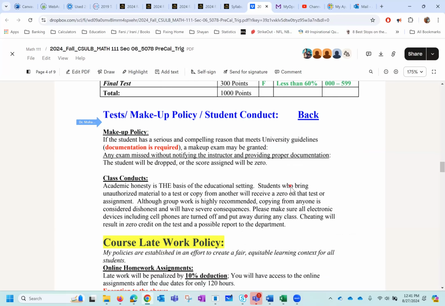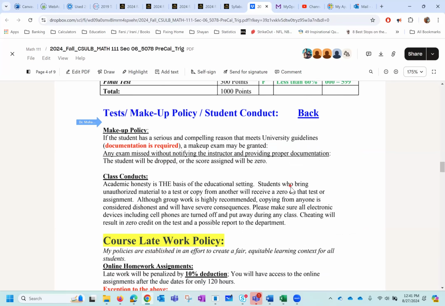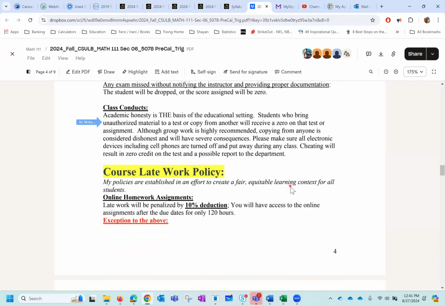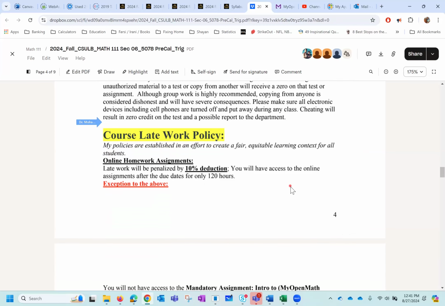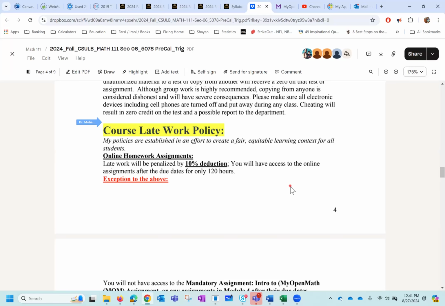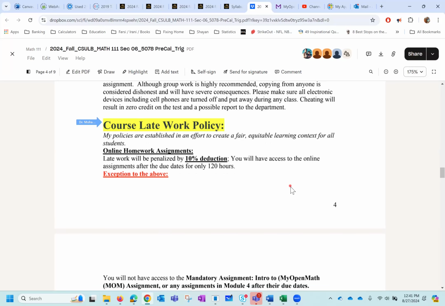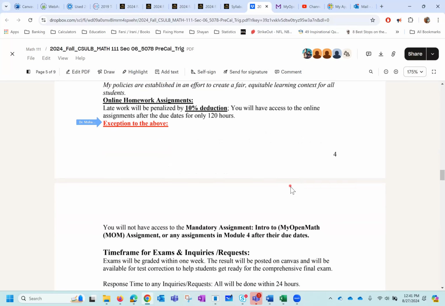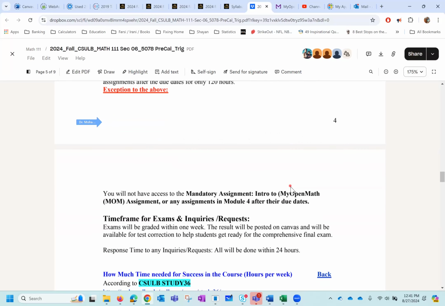There is no makeup policy unless you have documentation that the university accepts. However, remember you have the whole week to take the exam, so there's no need for that. Late work: some assignments with a 10% reduction can be done late, but I don't recommend that, because normally those who use the late pass have a hard time catching up.